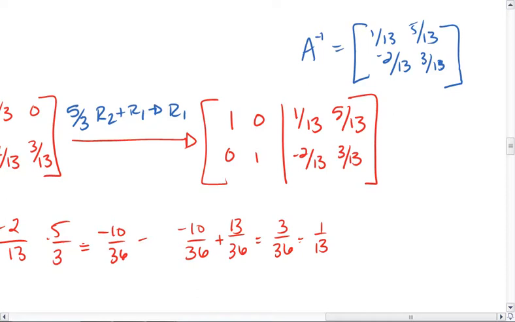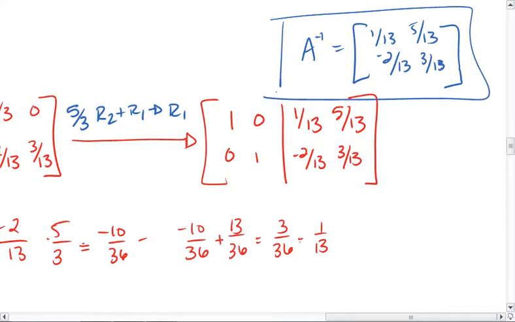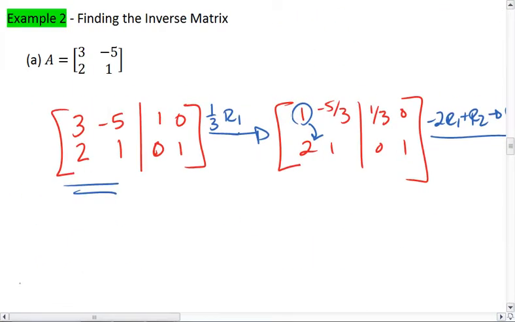So we found for this example that the inverse of matrix A is 1/13, 5/13, negative 2/13, and 3/13. A inverse is 1/13, 5/13, negative 2/13, and 3/13.